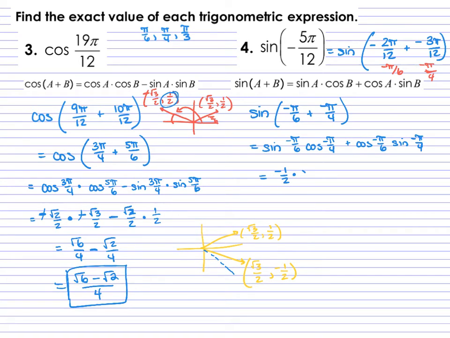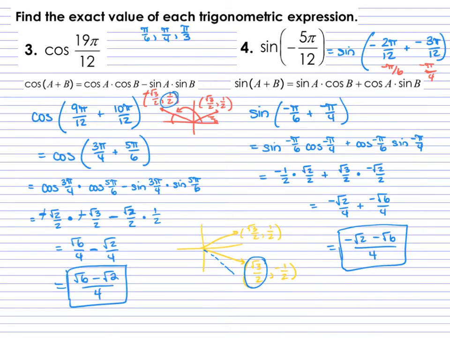The cosine is going to remain positive, so that'll stay the square root of 2 over 2, plus the cosine of negative pi over 6. That's just my x value, the angle I already found. So that's a positive square root of 3 over 2. Sine of negative pi over 4. This sine is my y value. That's negative below the x-axis. So that's going to be negative square root of 2 over 2. I go through and I multiply. So this becomes negative square root of 2 over 4 plus negative square root of 6 over 4. Put those together, negative square root of 2 minus the square root of 6 all over 4. And there's your final answer for number 4.